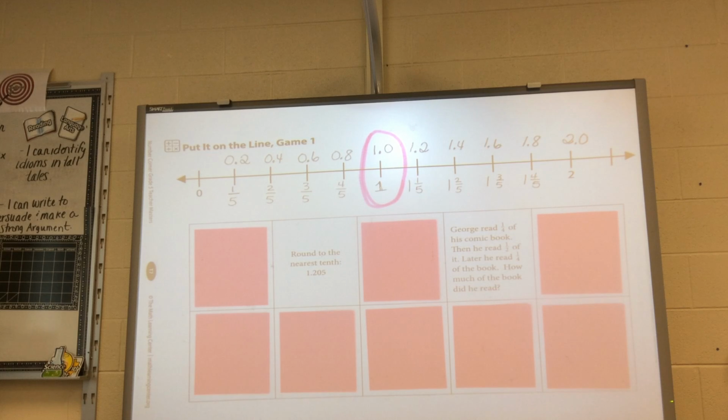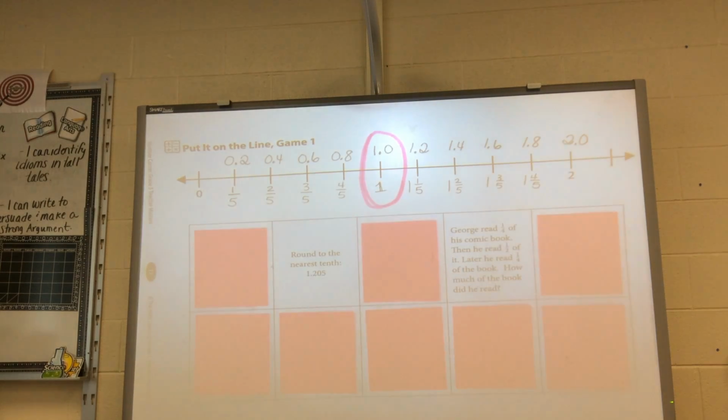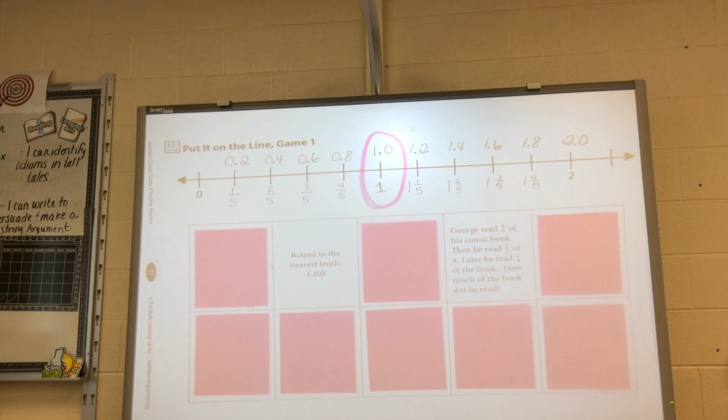This says round to the nearest 10. So use your scrap paper in your journal or on your table to see if you can solve rounding this number to the nearest 10th. I have to see your scrap paper. $1,205,000.